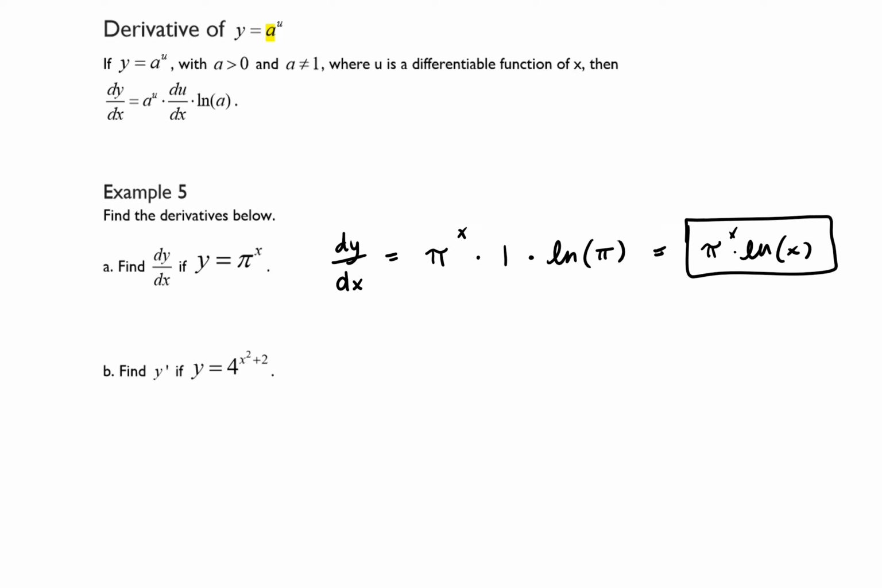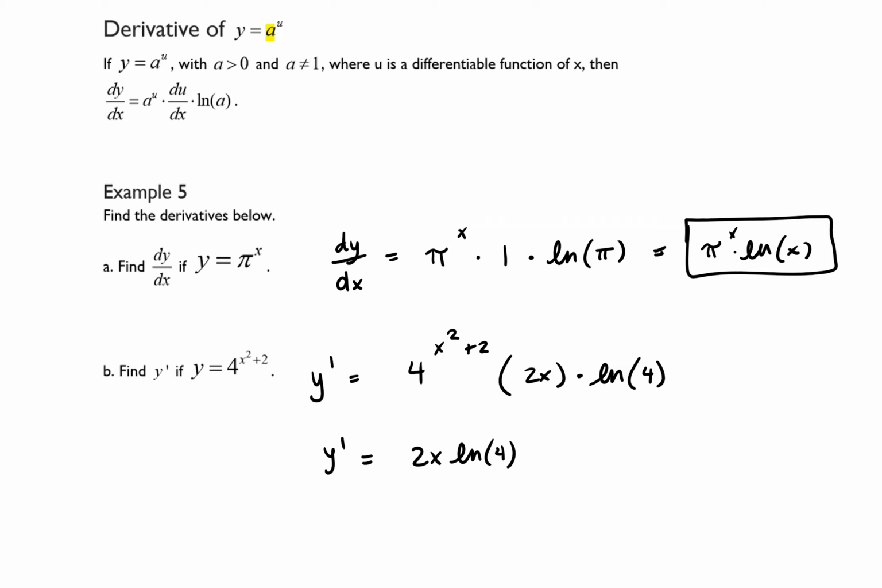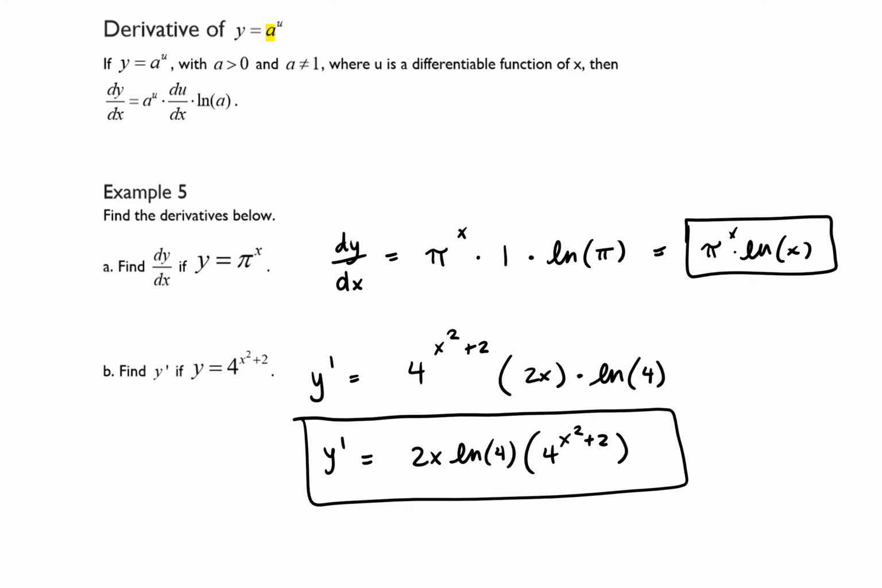And part B says find y prime if y equals 4 to the power of x squared plus 2. So y prime is going to equal 4 to the power of x squared plus 2 times the derivative of the exponent, which is 2x, times the natural log of the base, which is 4. And so if I clean that up a little bit, that's going to be 2x times the natural log of 4 times 4 to the x squared plus 2 as the exponent, and that is our final answer there.